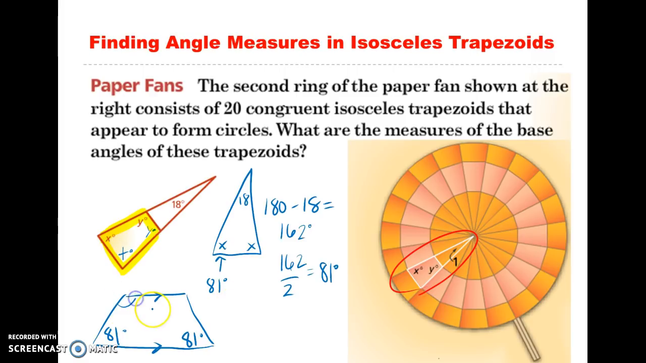So I know that angle y is supplementary to 81 degrees. So 180 minus 81 is going to give me 99 degrees. So angle y is 99 degrees.